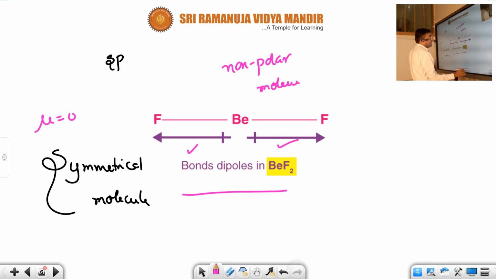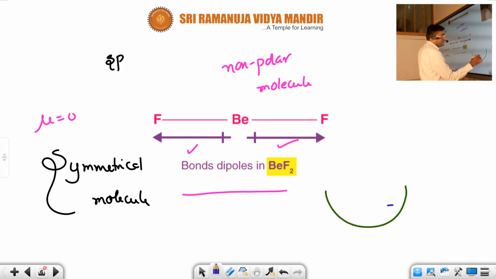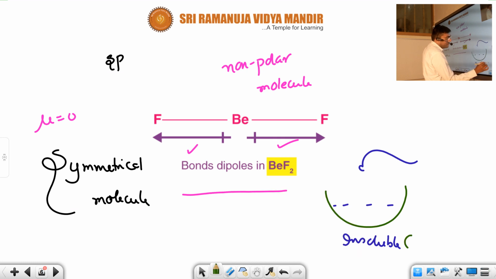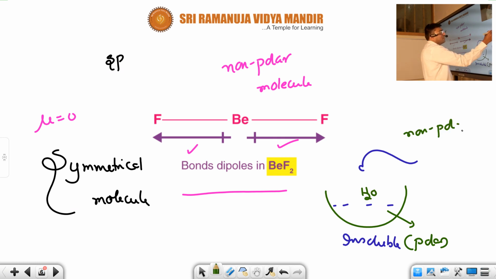Mind you, students, if it is a non-polar system, what happens? Very interestingly, it is not soluble in water. It is insoluble in water, because water is polar. And when you add a non-polar system, it is going to affect. So the bond polarity is going to affect the solubility.